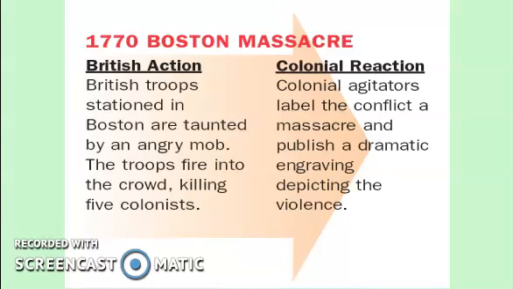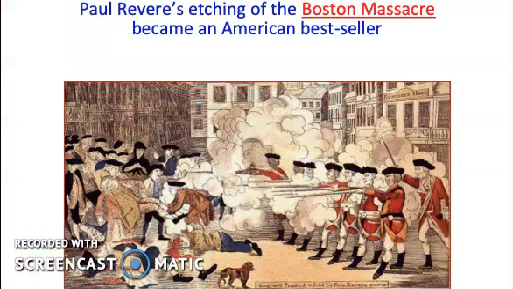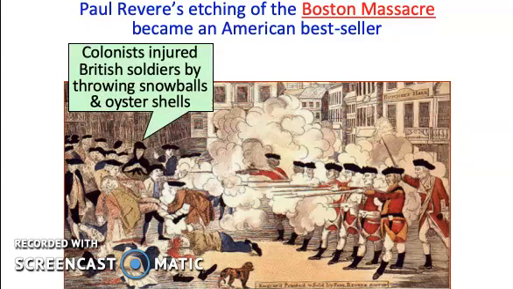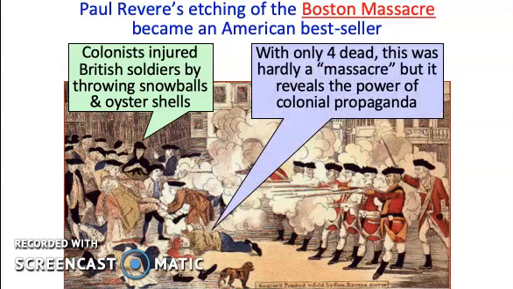Now, it may not exactly meet the definition of a massacre, but it is etchings like this one by the famous artist of Boston, Paul Revere, that make it a bestseller and really start to turn public opinion against the British across the entire American colonies. Now, in reality, the colonists were throwing snowballs and oyster shells and rocks at the British. And five dead is not exactly a massacre, but colonial propaganda is pretty important here.